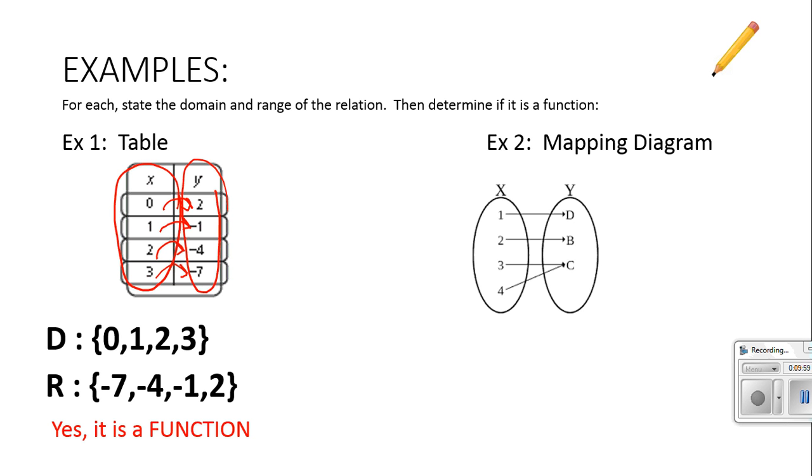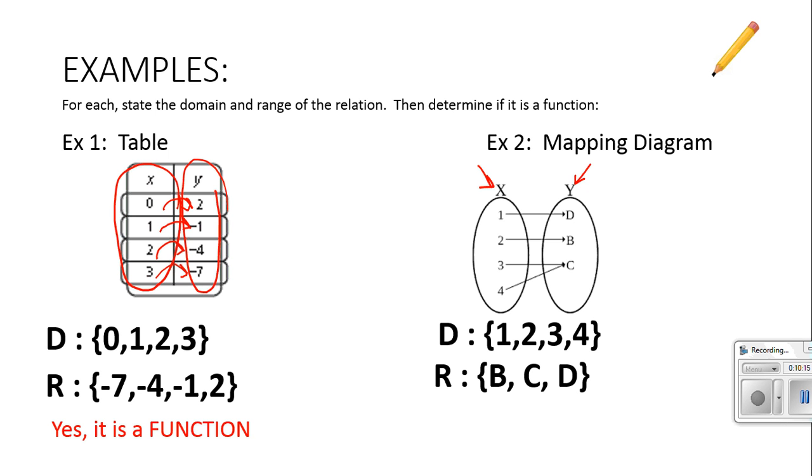So my inputs are 1, 2, 3, 4. My outputs are D, B, C. What is the domain? The domain is 1, 2, 3, 4 because the inputs are your X, and that's your domain, and the Y's are your range, and that would be B, C, D. Again, numerical order or alphabetical order is the best that we can do here.